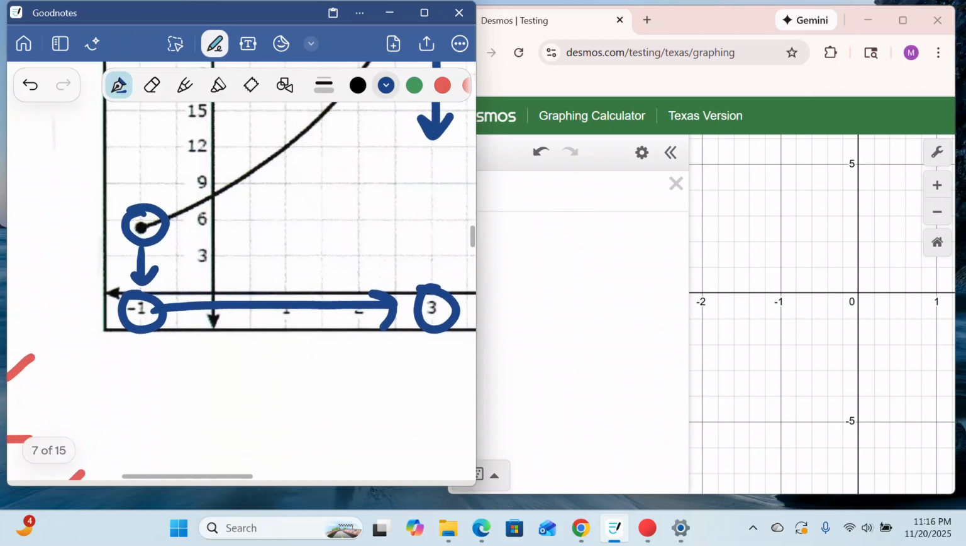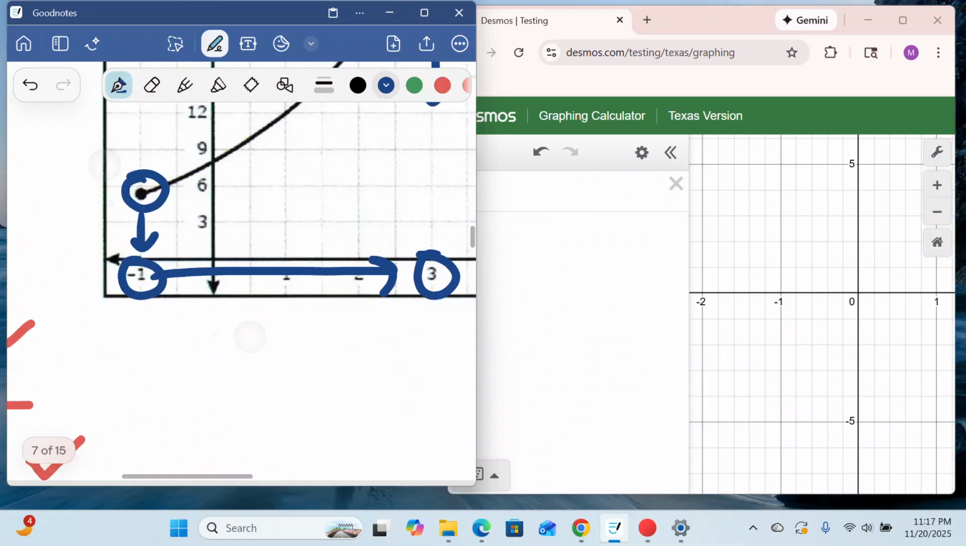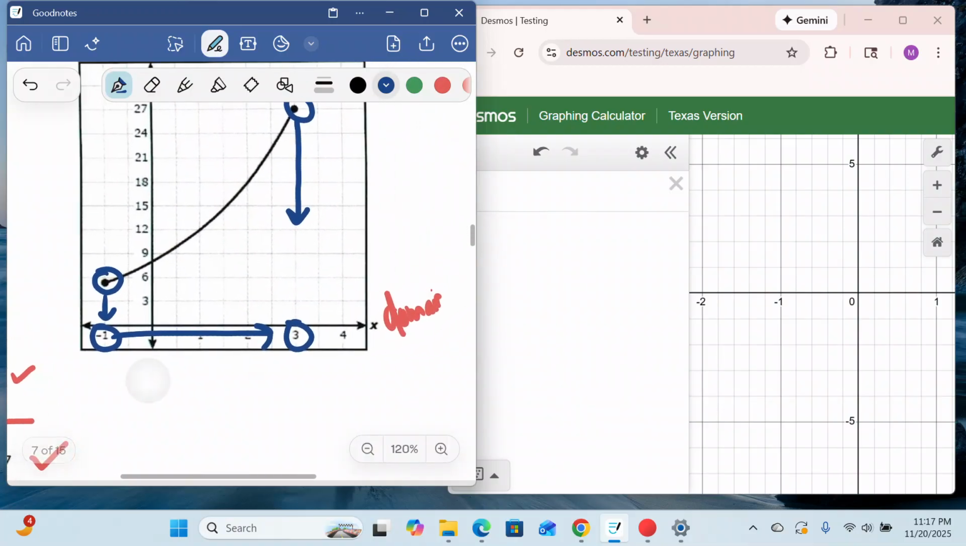Now let's look at your choices. My domain cannot be less than -1, and it can't be -2 or -3, -4, -5, because it's not part of the graph, the domain.